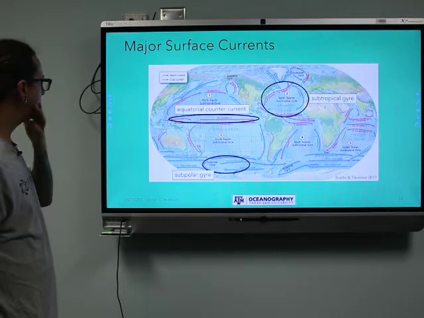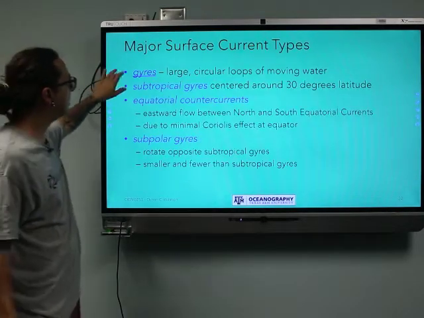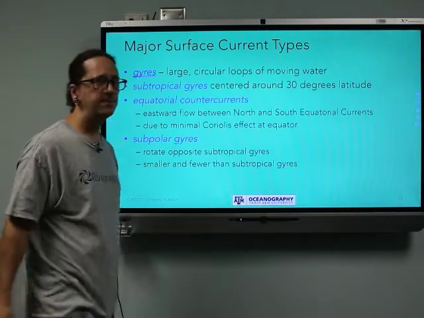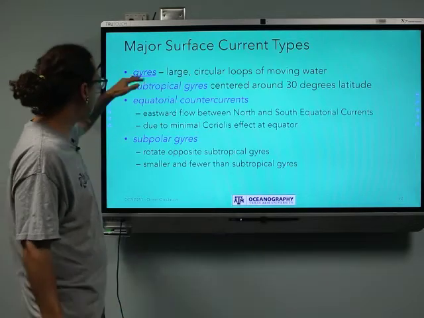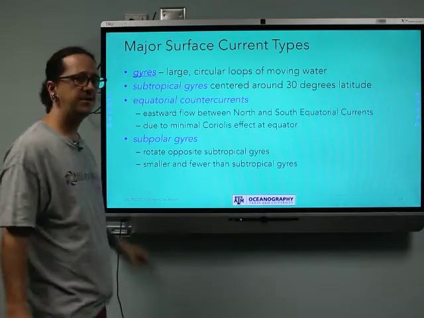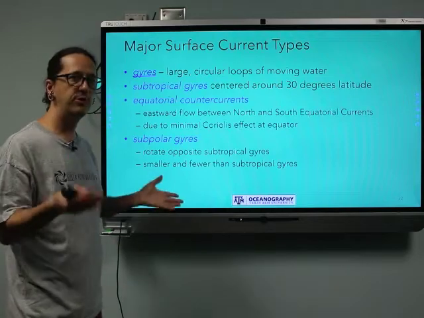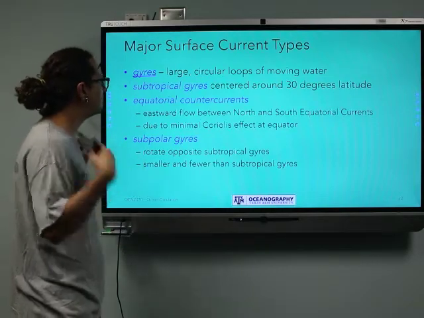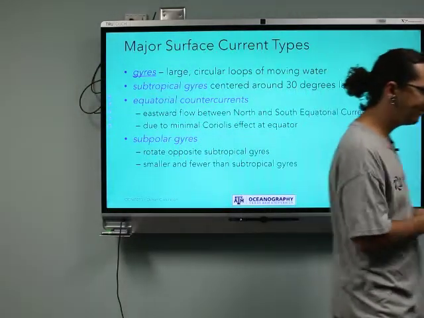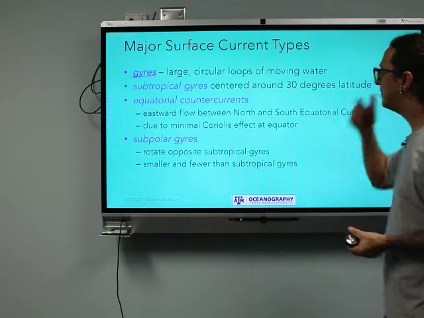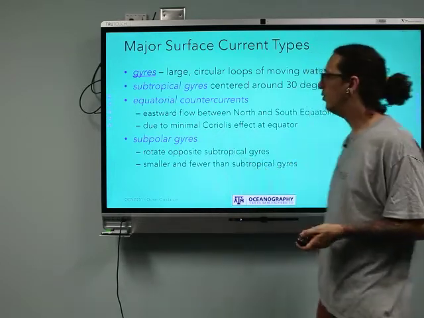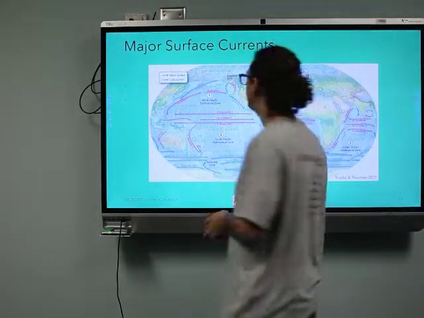I'm sorry, I'm staring at this because the way it's written here, it makes it look like there are 4 types of surface currents. Really, there are 3. There are 2 specific types of gyres. A gyre in general, I don't want this to be confusing for you, is a large circular loop of moving water. Then the subtropical gyres center around 30 degrees, and the subpolar gyres are near the poles. And then we have the equatorial countercurrents.